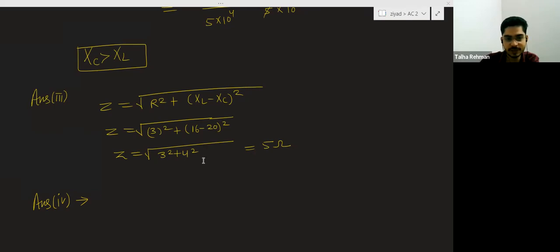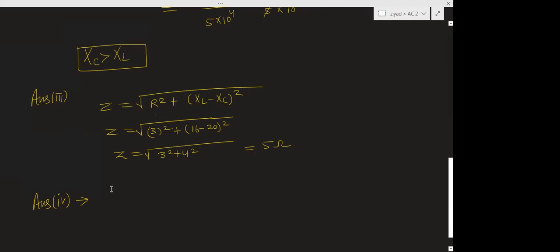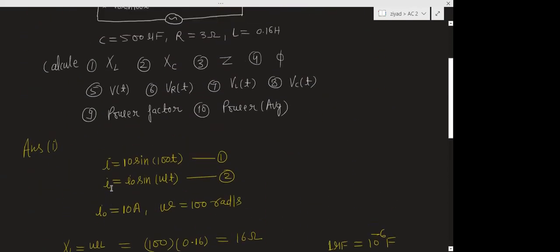Okay, so got it now? How to calculate Z: R square plus XL minus XC, whole square. Yes, sir. Now the fourth part.